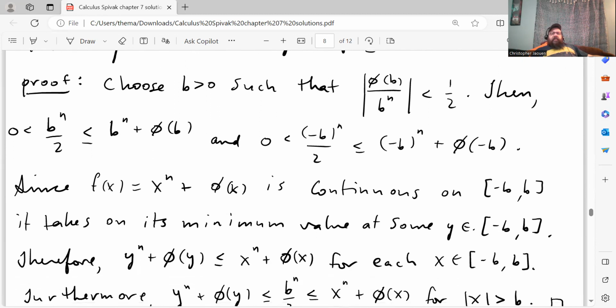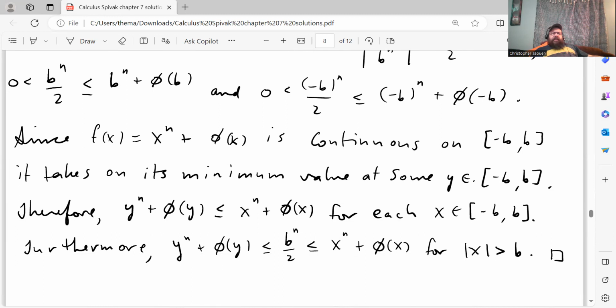Since f of x is x to the n plus phi of, did I write k there? That should be x. Phi of x is continuous on the closed interval from negative b to b. It takes on its minimum value at some y in negative b to b. That's a result of one of the theorems in the chapter. Therefore, y to the n plus phi of y is less than or equal to x to the n plus phi of x for each x in the closed interval from negative b to b.